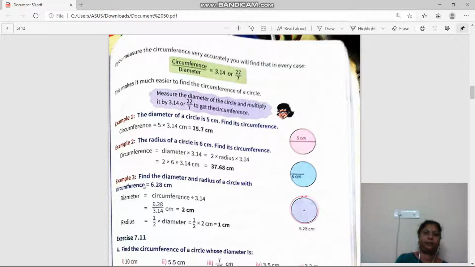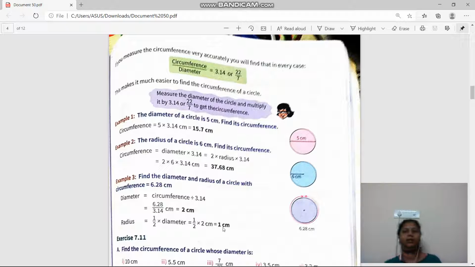Okay. Now next, find the diameter and radius of a circle with circumference 6.28. Here circumference is given and we have to find out diameter. So diameter is equal to circumference upon 3.14, otherwise you can take 22 upon 7. So 6.28 divided by 3.14, we get 2 centimeter, and radius is equal to 1 upon 2 multiplied by diameter, that is 1 upon 2 multiplied by 2, that is 1.